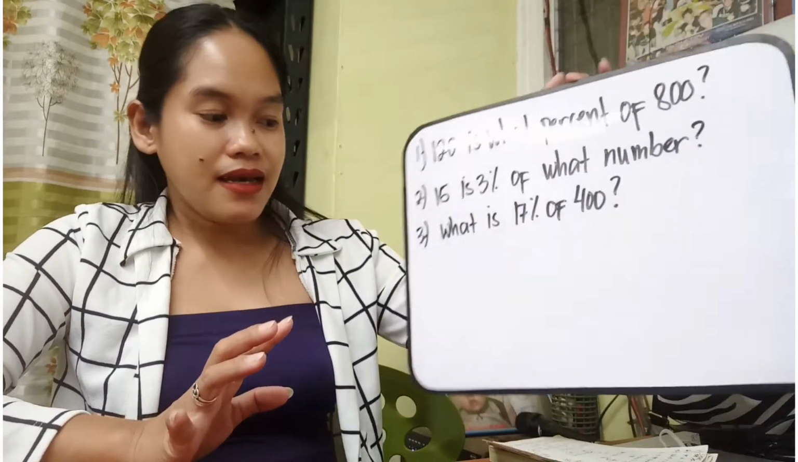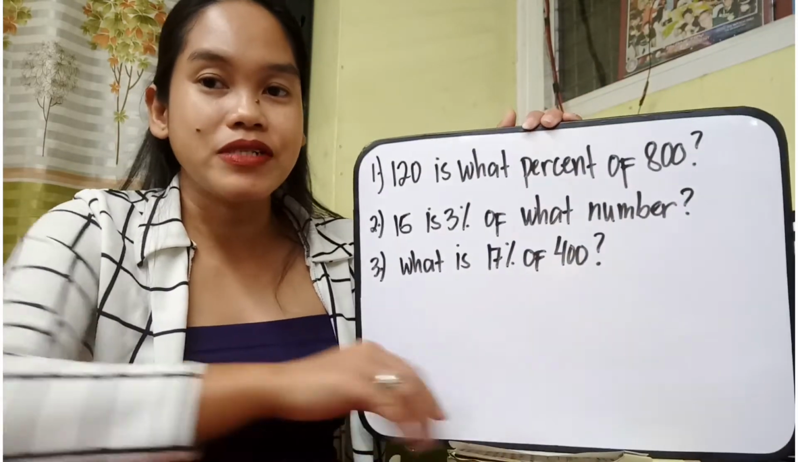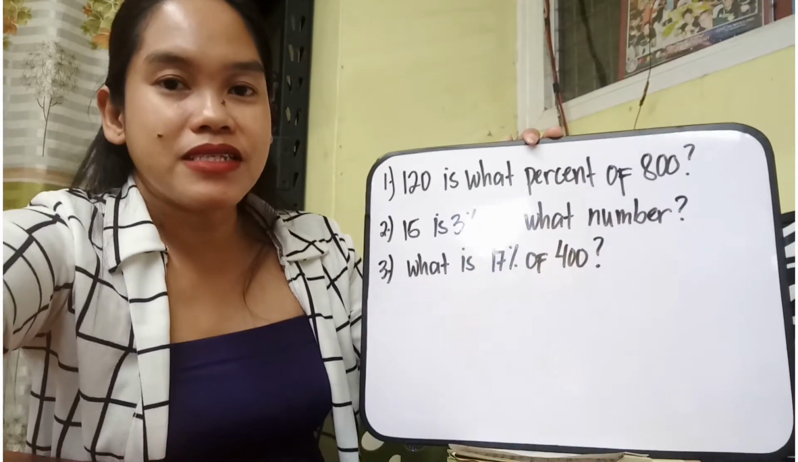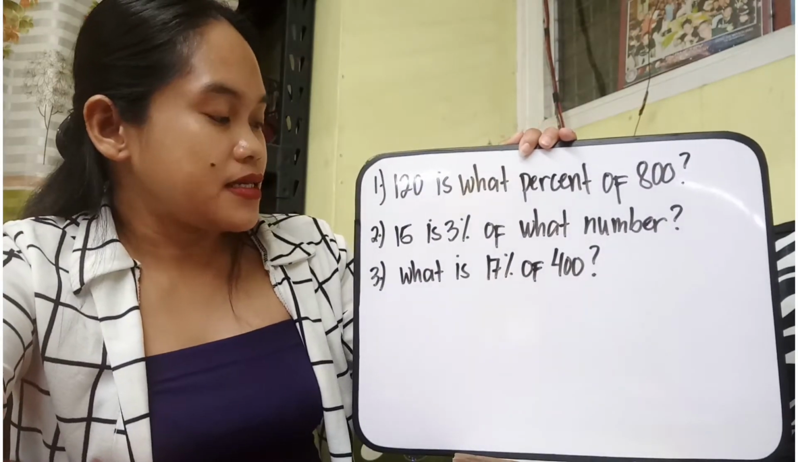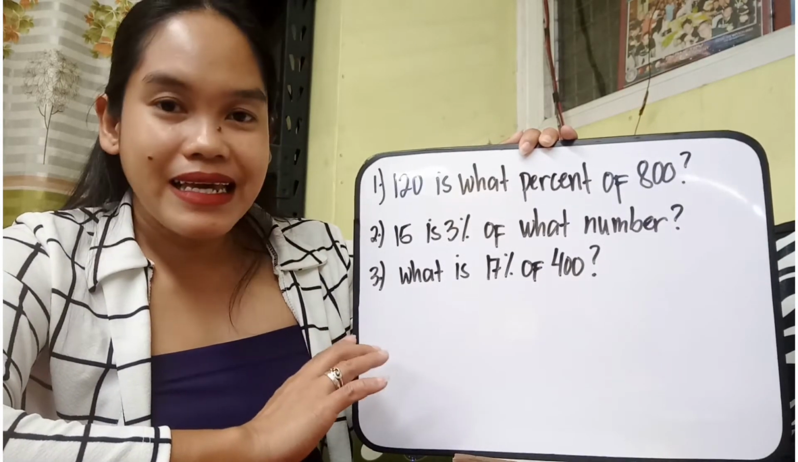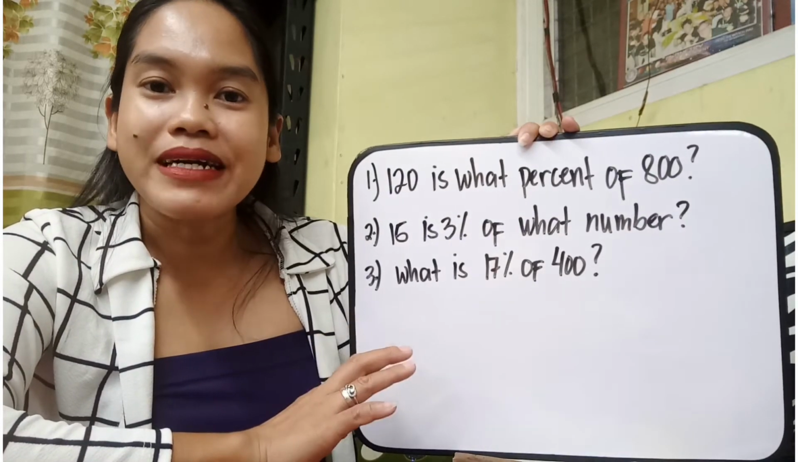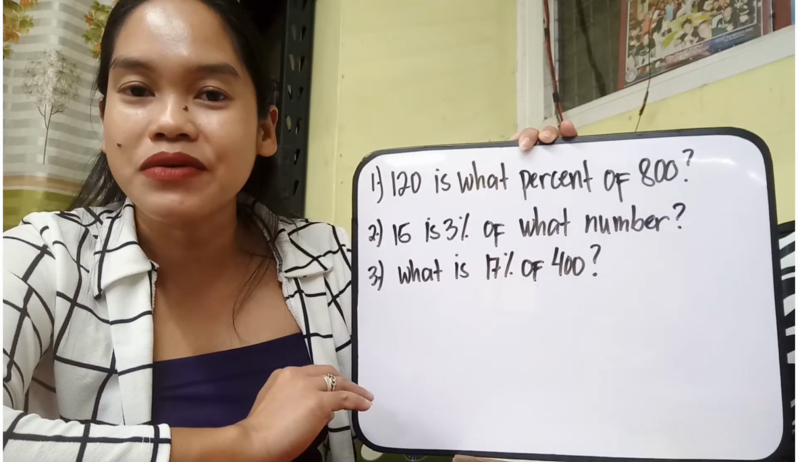Okay, so I think naintindihan natin ang ating explanation. Ngayon is meron akong ibibigay sa inyo para i-solve nyo. I-post nyo lang yung ating video para sagutan nyo ang ating example. And tingnan nyo at the last part kung tama ba yung sagot natin or tama ba yung sagot nyo. So number 1, 120 is what percent of 800? Number 2, kita ba? Number 2 is 15 is 3% of what number? Number 3 is what is 17% of 400? Ngayon, pwede nyo i-post ang ating video para i-solve ang ating examples. And pagkatapos maya-maya ay ibibigay ko sa inyo ang sagot and i-check nyo yung sagot nyo kung tama ba.